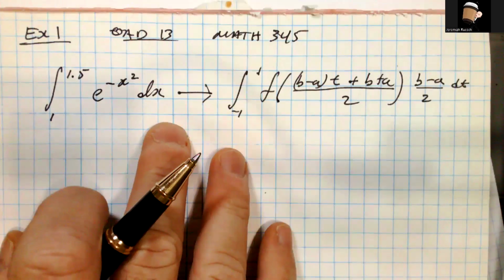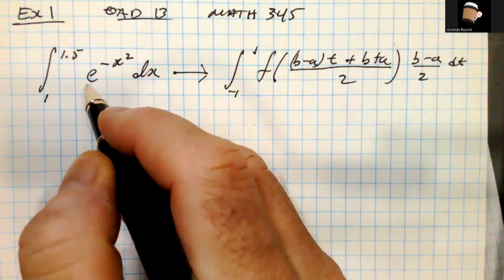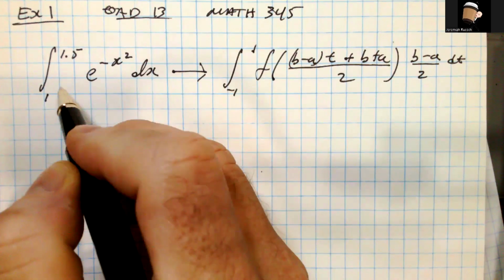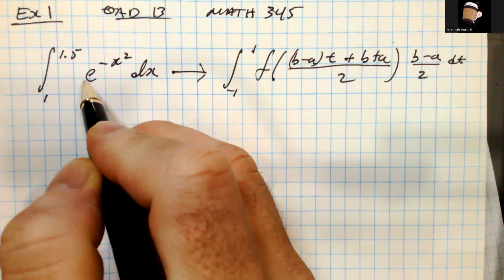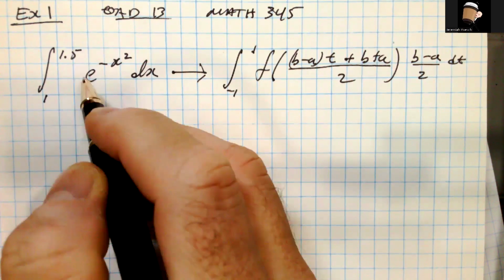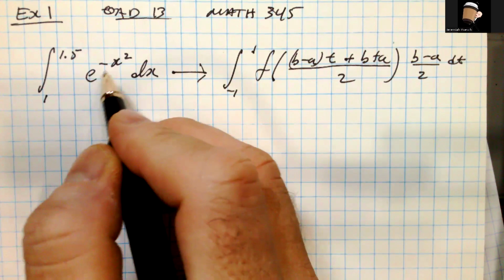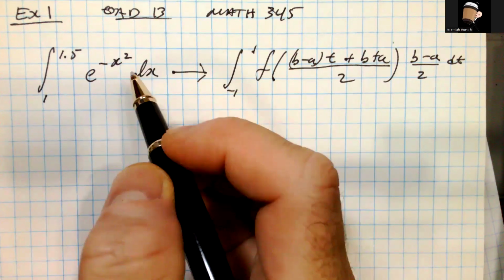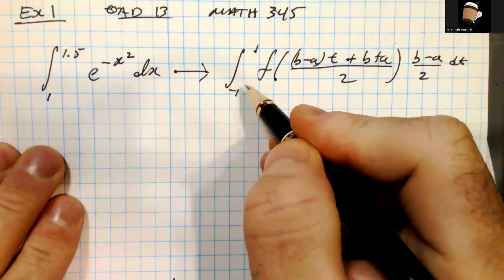And so let's look at an example of this Gaussian quadrature. Let's say that we want to find out the value of the Gaussian from 1 to 1.5. So we're going to find the area under the curve of e to the negative x squared dx. Notice that our a and b are not from -1 to 1.